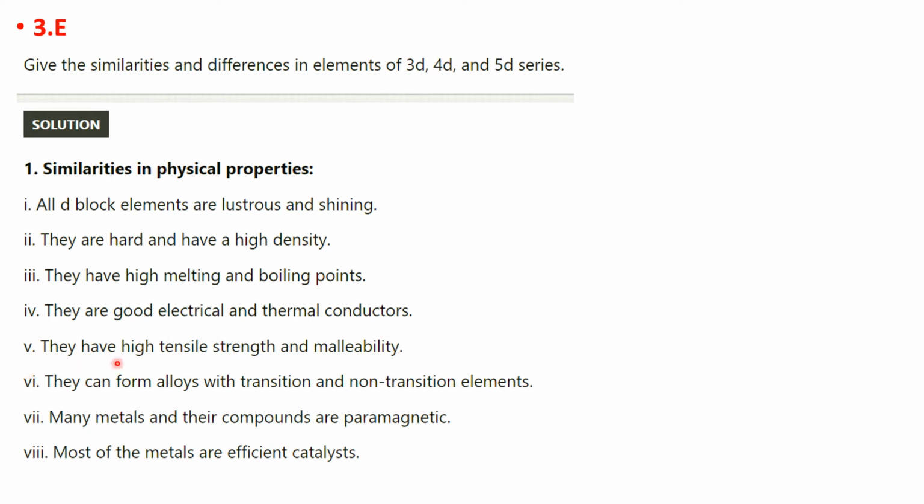Number 5, they have high tensile strength and malleability. Number 6, they can form alloys with transition and non-transition elements. Number 7, many metals and their compounds are paramagnetic. Number 8, most of the metals are efficient catalysts.